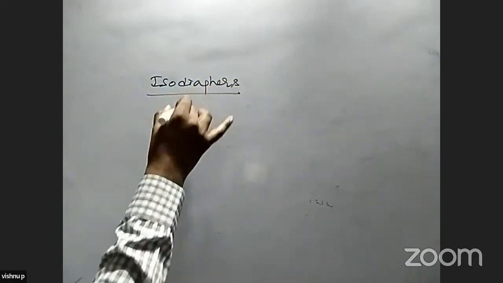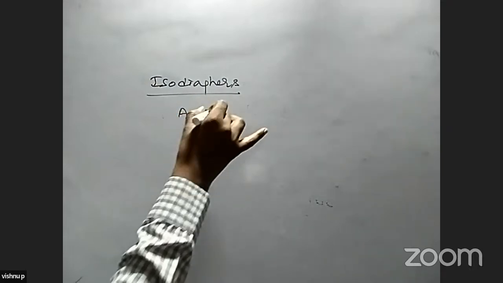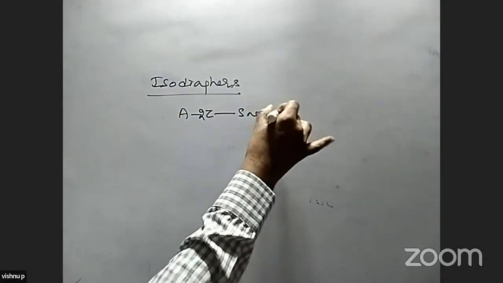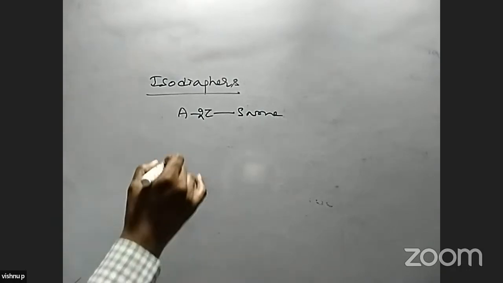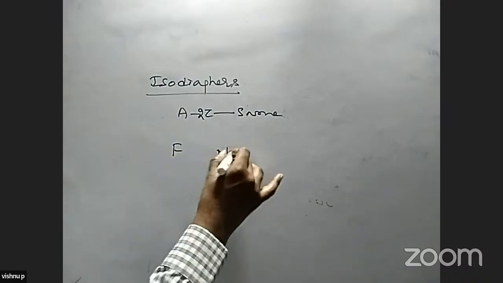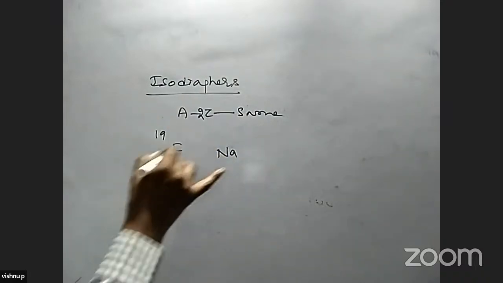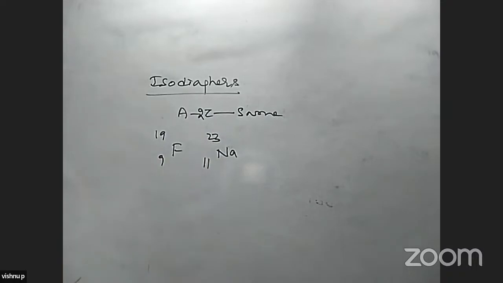Next is isodiaphers. If two elements have the same value of A minus 2Z, where A is the mass number and Z is the atomic number, these are called isodiaphers. Again, isodiaphers have different physical and chemical properties. We take the example of fluorine and sodium. This is an example of isodiaphers.